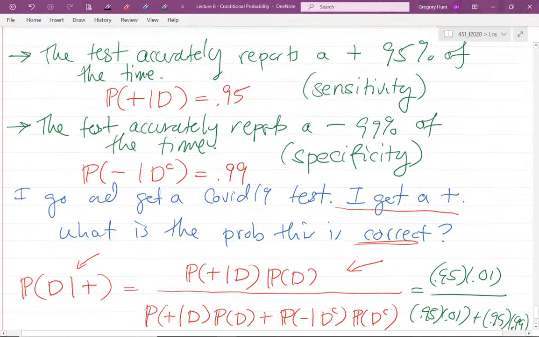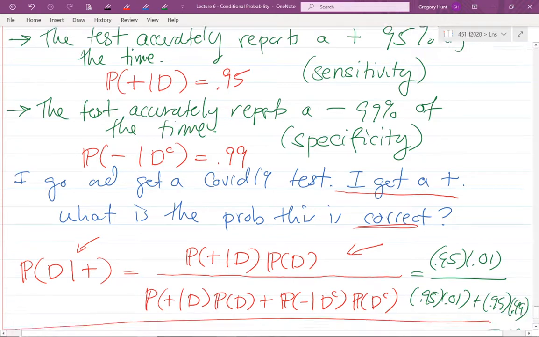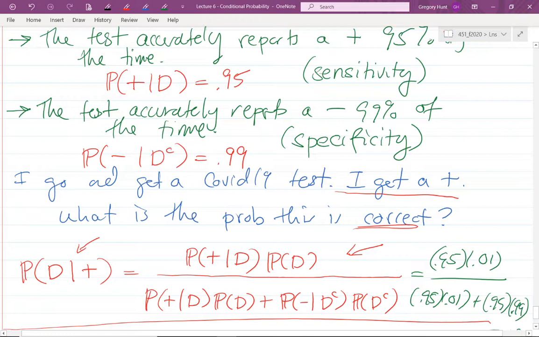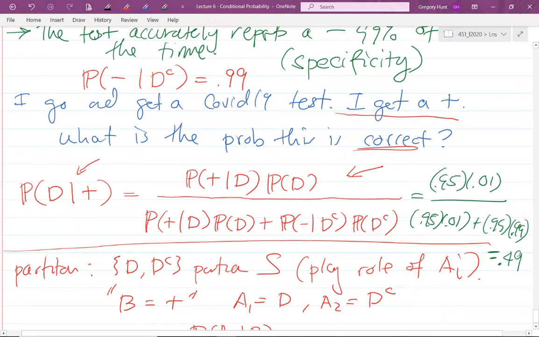That's actually often a surprising result. I had a very sensitive test: 95% of the time it tells me I have a positive result if I have the disease, and a very specific test that gives a negative result given I don't have the disease 99% of the time. But if I go and get a positive test, the probability that I have the disease given a positive result is actually about 50-50. And the reason for that is the disease has a low prevalence in the population, and while these tests are sensitive and specific, they're not as sensitive and specific as we'd like. This isn't to comment on the actual tests, these are all made up numbers, but it's a little bit surprising when people see that.